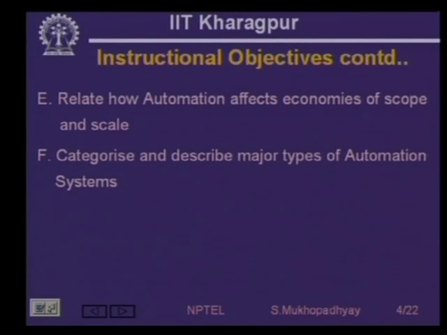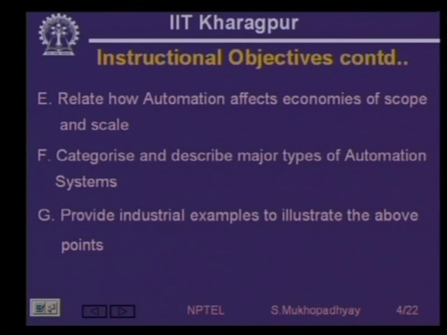He will be able to categorize different types of industries and describe the major types of automation which are suitable for each kind, and finally, he should be able to provide industrial examples to illustrate these above points. So, this is what a student is expected to do after going through this lesson.